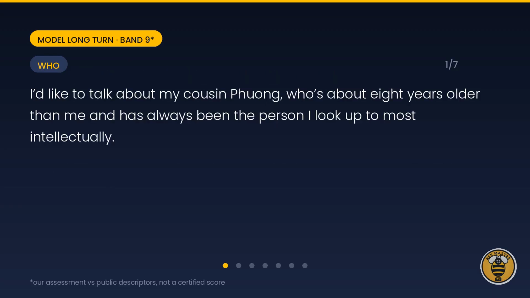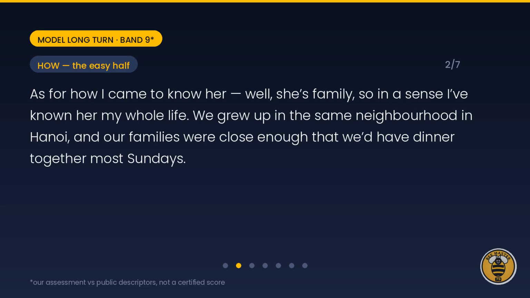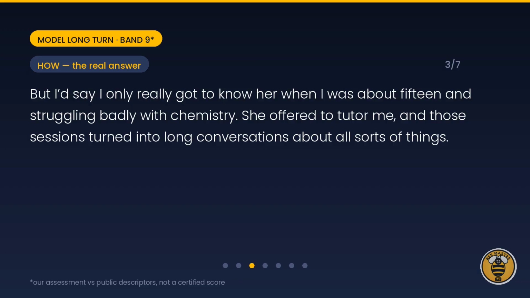I'd like to talk about my cousin Fyung, who's about 8 years older than me and has always been the person I look up to most intellectually. As for how I came to know her, well, she's family, so in a sense I've known her my whole life. We grew up in the same neighborhood in Hanoi, and our families were close enough that we'd had dinner together most Sundays. But I'd say I only really got to know her when I was about 15 and struggling badly with chemistry. She offered to tutor me, and those sessions turned into long conversations about all sorts of things.